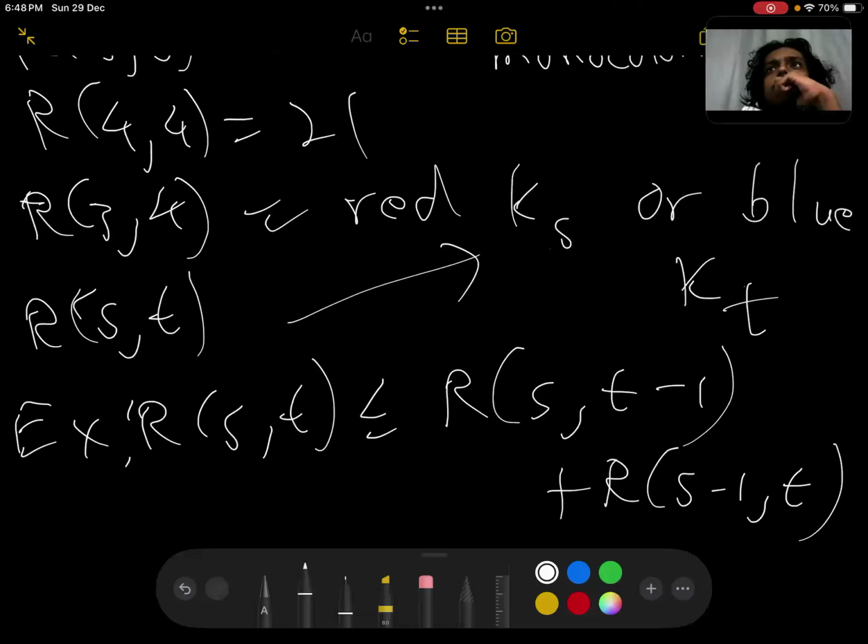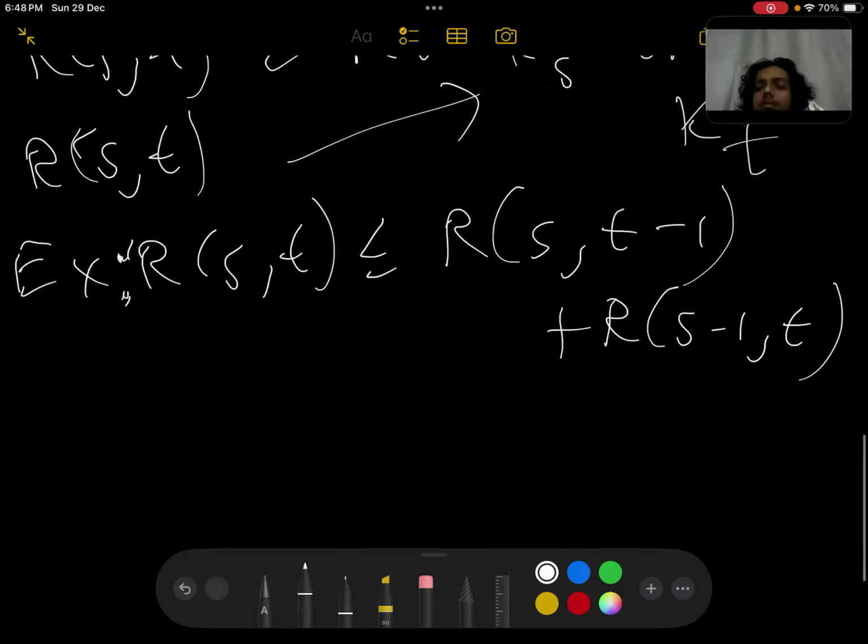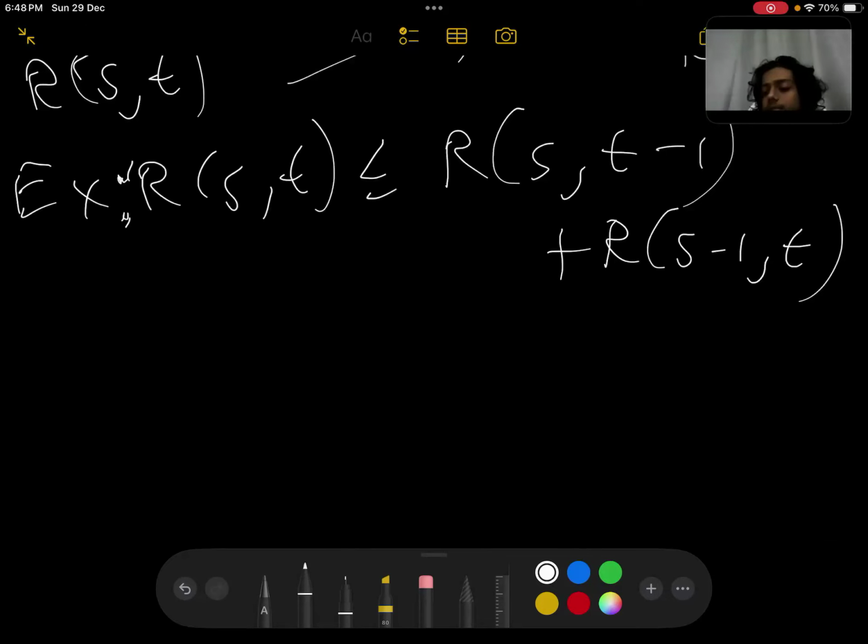Prove this later. This is not probabilistic. This is just some induction argument. You have to prove R(s,t) is less than or equal to R(s,t-1) plus R(s-1,t), and you know some small values, like R(2,2). That's like 1, because if it has one edge, it has a monocolored K_2.